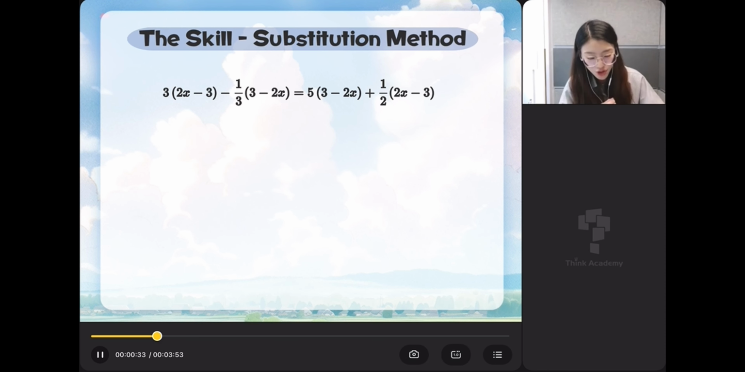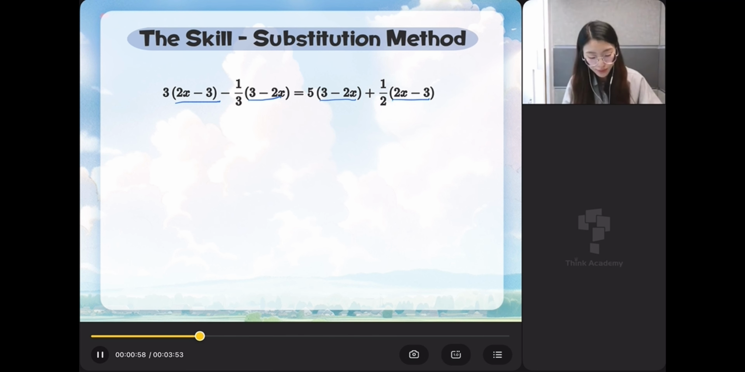Okay, if you observe the equation carefully, you can find that the expressions inside the parentheses all look very similar to each other. So for the first parenthesis, we have 2x minus 3. For the second one, there is 3 minus 2x. For the third one, 3 minus 2x. For the last one, we have 2x minus 3.